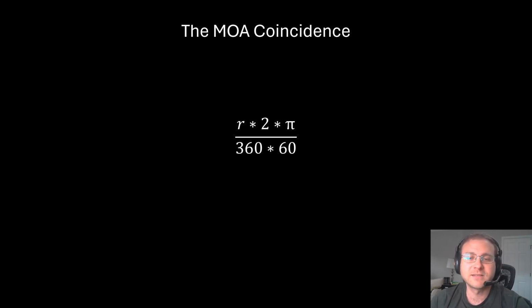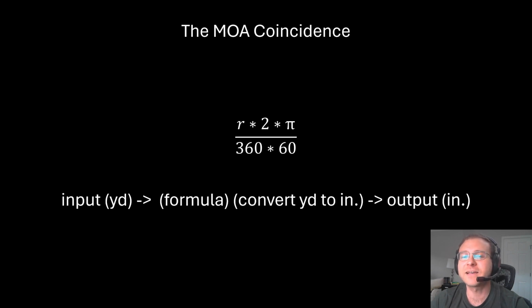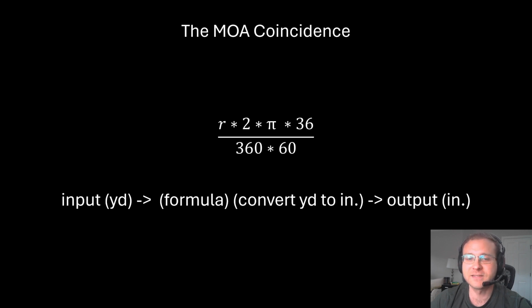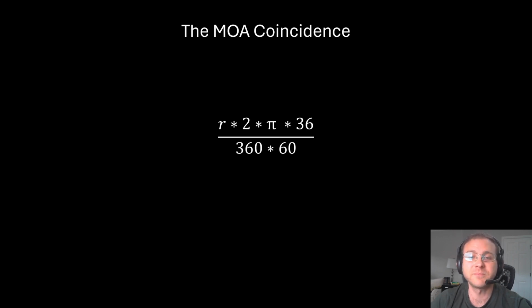Remember earlier when I discussed how mathematical formulas are applied and that we're also doing the extra step of including the conversion from yards to inches in our calculation. Let's add the conversion from yards to inches into this 1 MOA formula. That means multiplying by 36. Now that 36 on top works nicely with the 360 on the bottom and reduces to just 10 on the bottom. Now let's also plug in 100 for our range.